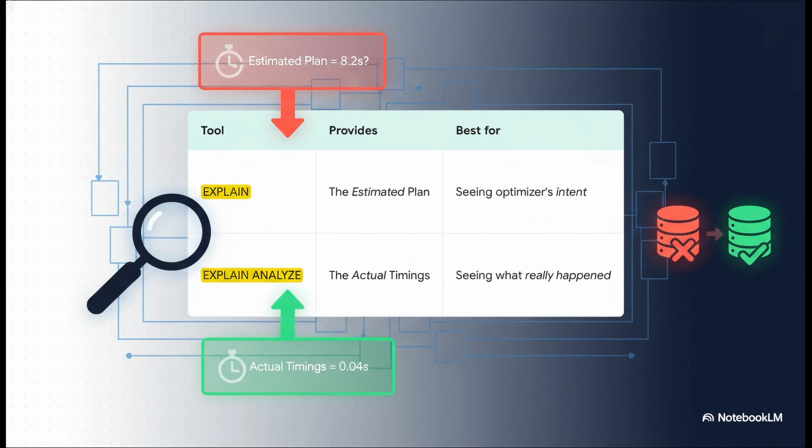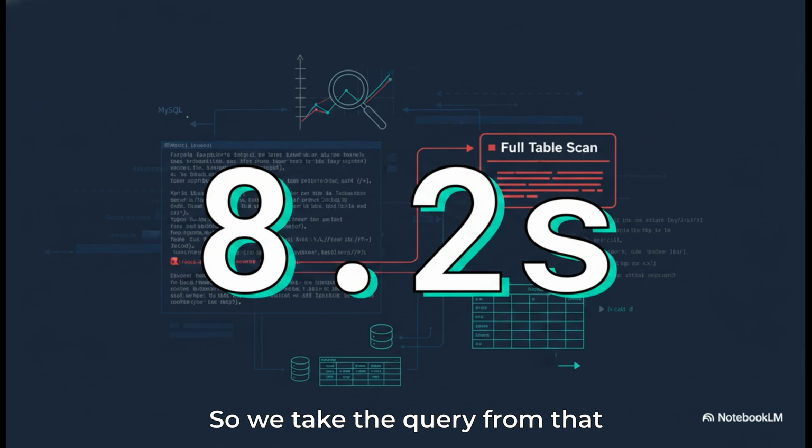Now, this is different. Instead of just planning the query, this command actually runs it. It times every single step of the process and then gives you the real, actual execution data. This is what turns our suspicion from that red box into cold, hard, undeniable proof. So we take the query from that user's slow dashboard, we run EXPLAIN ANALYZE on it, and there it is, 8.2 seconds. The actual execution time matches the user's report perfectly. We've just confirmed the problem with actual data.